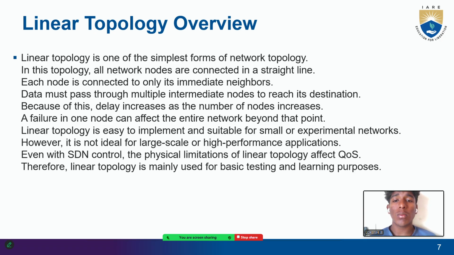Data must pass through multiple intermediate nodes to reach its destination. Because of this, delay increases as the number of nodes increases. A failure in one node can affect the entire network beyond that point. Linear topology is easy to implement and suitable for small or experimental networks. However, it is not ideal for large scale or high performance applications. Even with the SDN controller, the physical limitations of linear topology affect QoS.